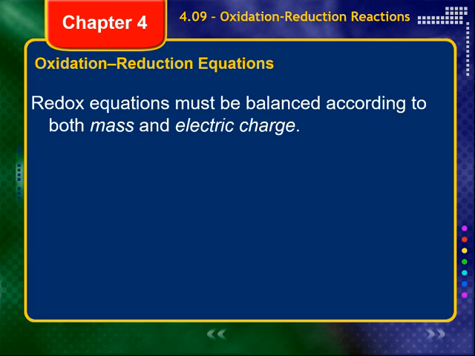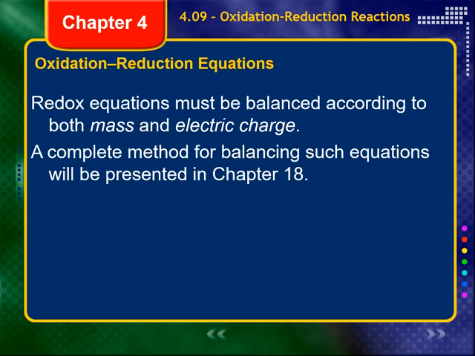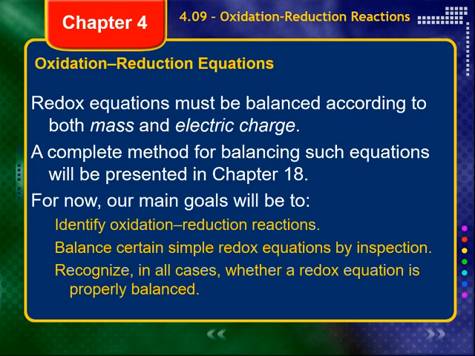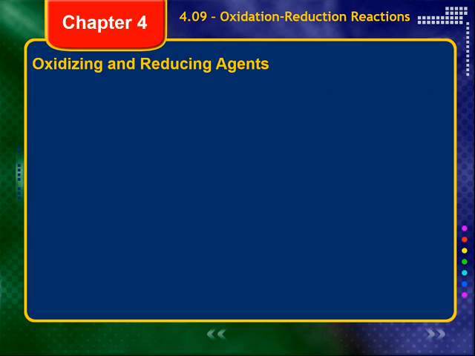Redox reactions must balance according to both mass and electric charge. A complete method for balancing such equations will be presented in Chapter 18. We probably won't get quite that far. But for now, our main goals will be to identify oxidation reduction reactions, balance certain simple redox equations by inspection, and then recognize in all cases whether a redox equation is properly balanced.